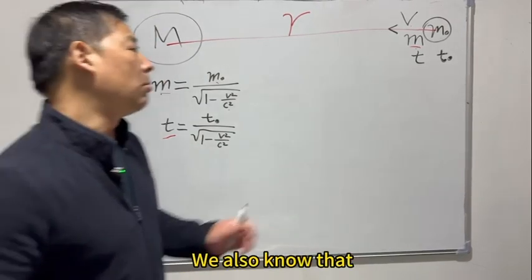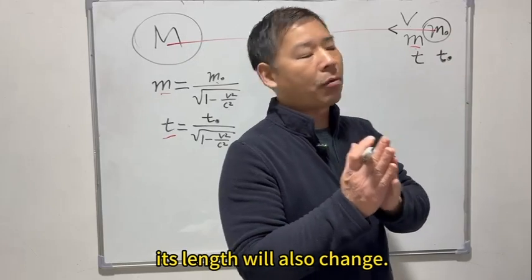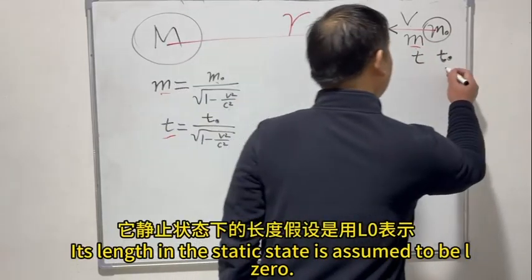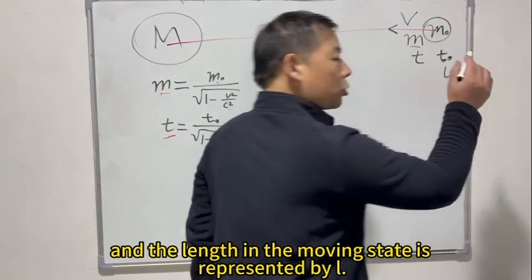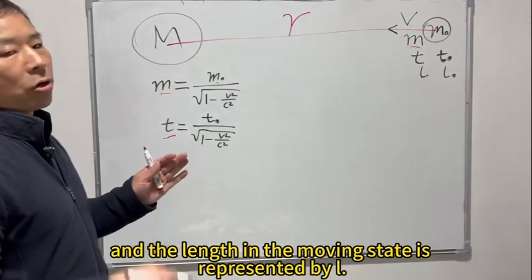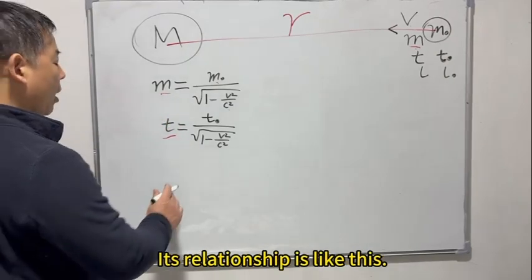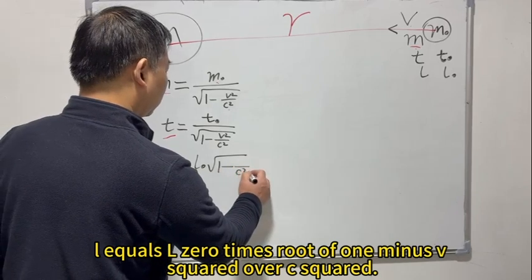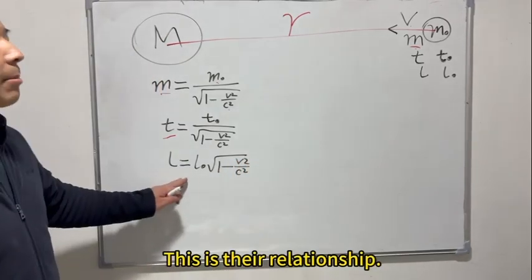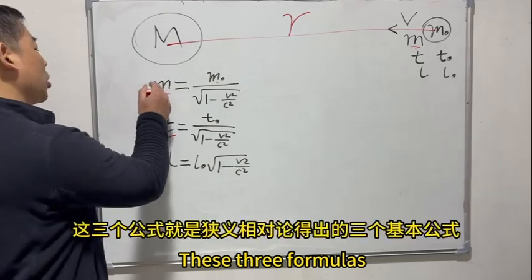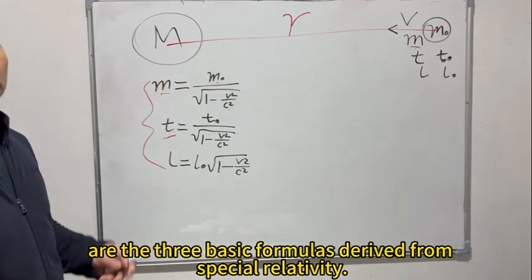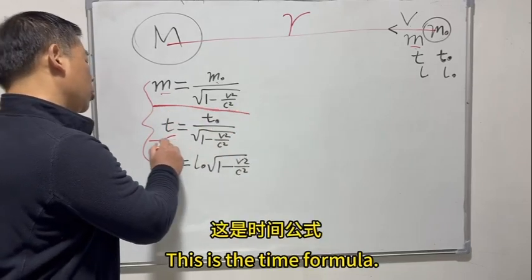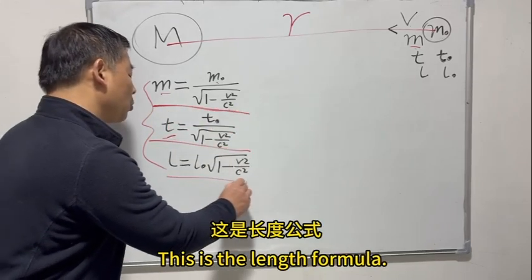We also know that its length will change in the direction of motion. Its length in the static state is assumed to be L0, and the length in the moving state is represented by L. We can form another relationship: L equals L0 times the root of 1 minus v squared over c squared. These three formulas are the three basic formulas derived from special relativity. This is the mass formula, this is the time formula, and this is the length formula.